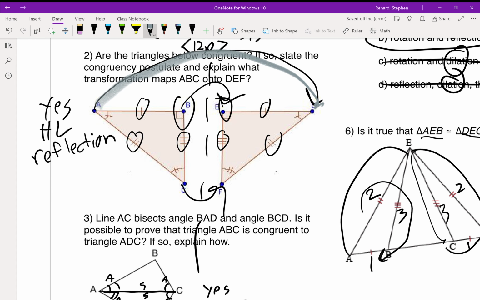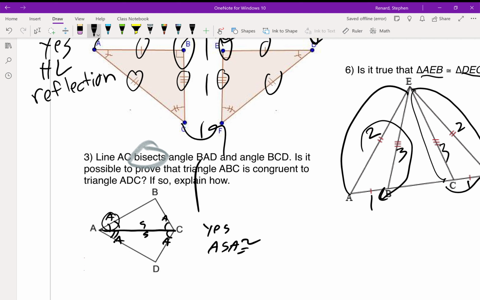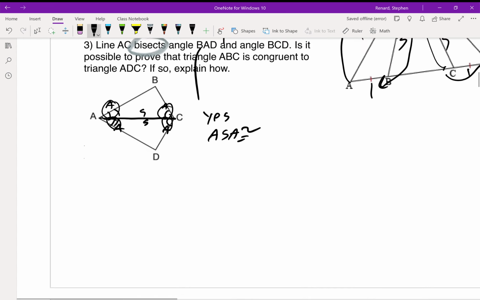Okay, so I can't rotate it around and get it to match up, because if I rotated it, like spun it, then I'd end up with that triangle right there. And that doesn't match up. Or rather, I'd end up with this right here if I rotated it. And that doesn't match up. So I need to reflect it. 3, bisects, remember, means cut in half. So it cuts both this angle in half and this angle in half, and that gives us angle side angle.